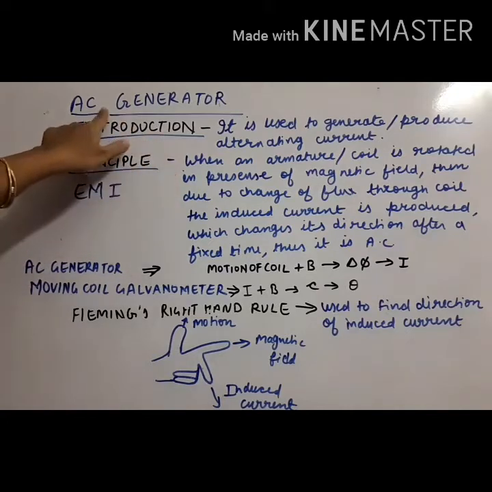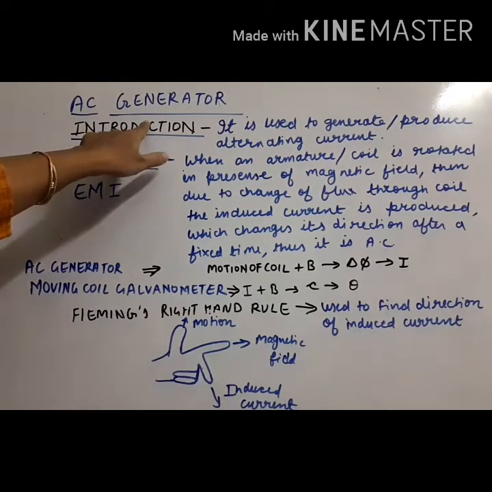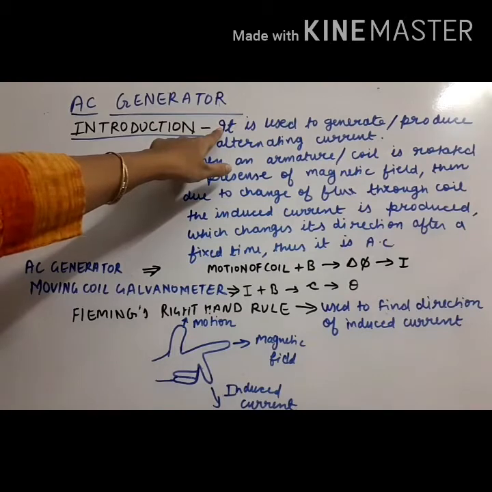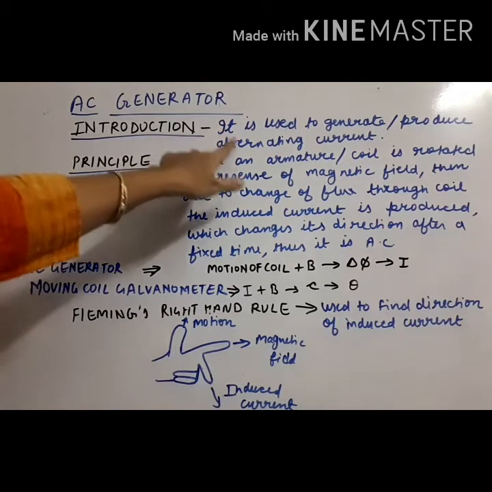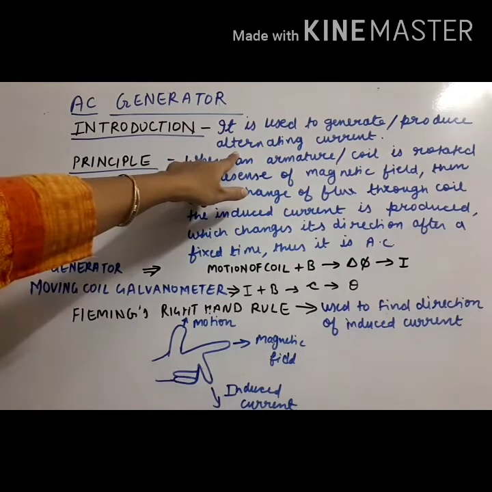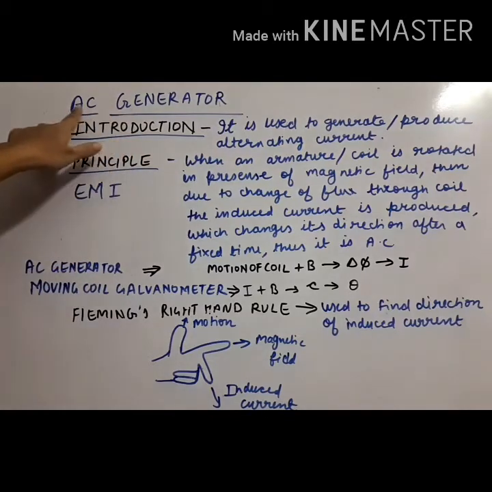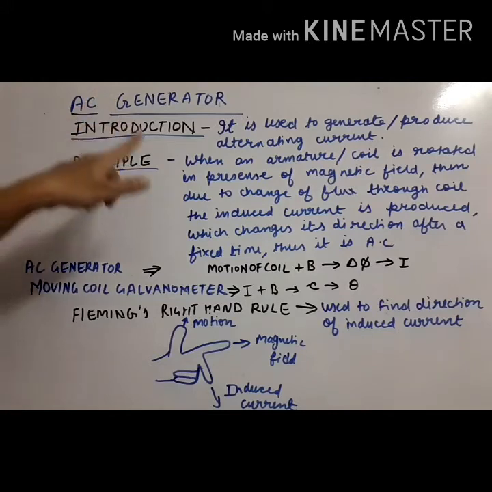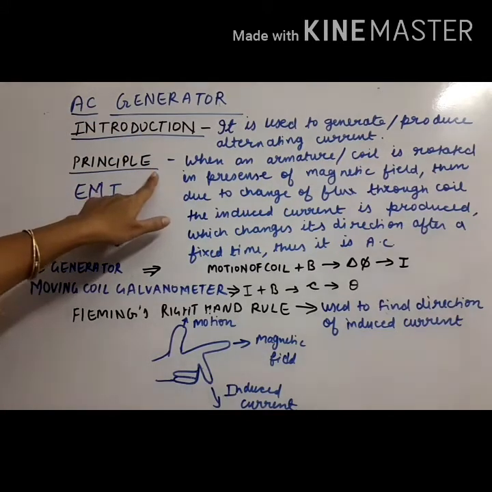First of all, by the name AC generator, it should be clear that it is a device which is used to generate or produce the alternating current. So it will be generating AC, that means alternating current. Now let us proceed to its principle.